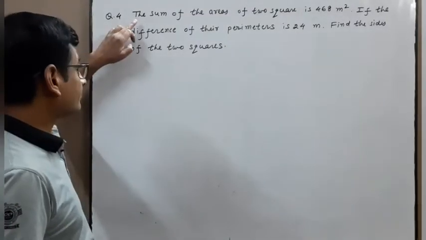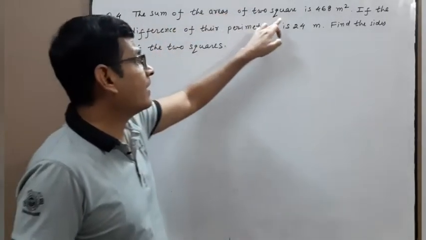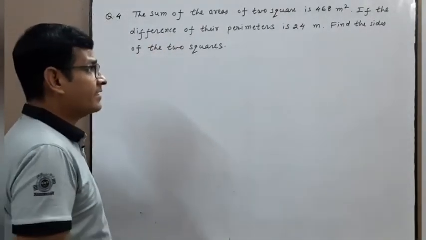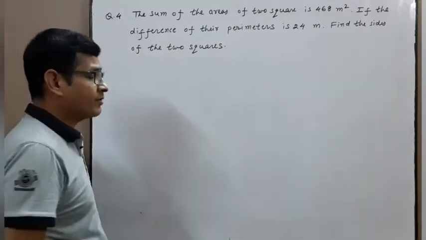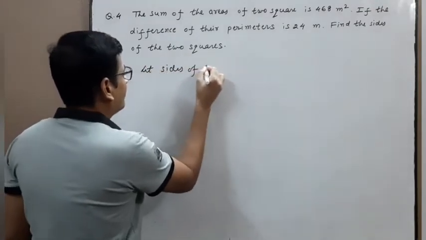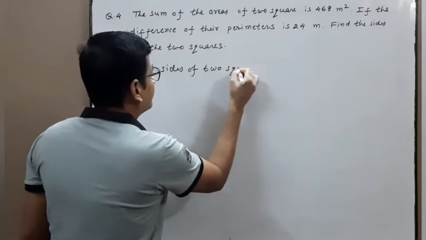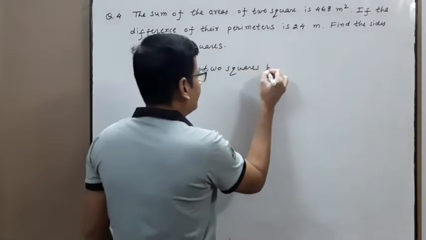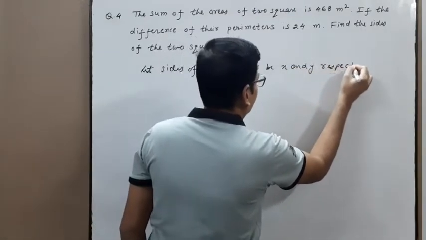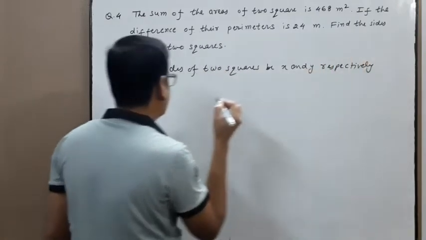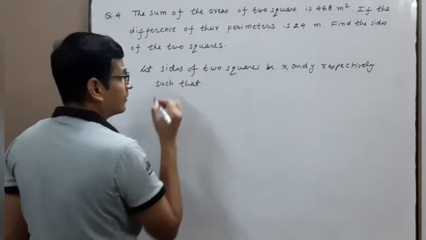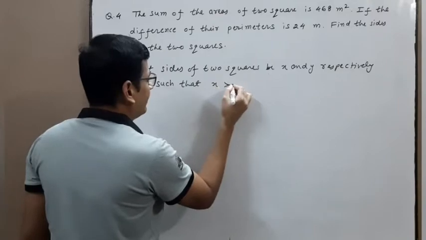Next problem. The sum of the areas of two squares is 468 meter square. If the difference of their perimeters is 24 meter, find the sides of the two squares. Let the sides of the two squares be x and y respectively, such that x is greater than y.